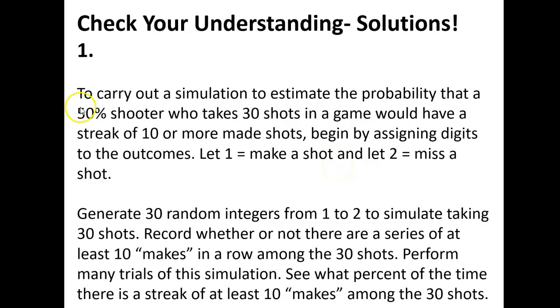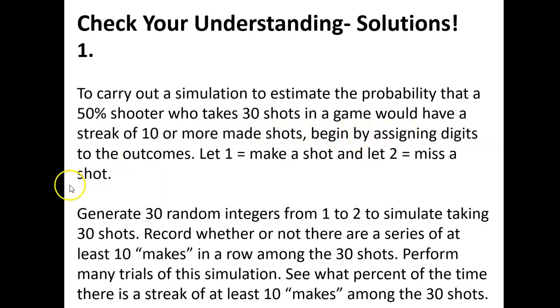All right, so they're saying to carry out the simulation, because this person is a 50% make or miss shooter, they're going to let the number 1 represent making the shot and 2 represent missing the shot. Now, it didn't matter how you assign that as long as you defined it.